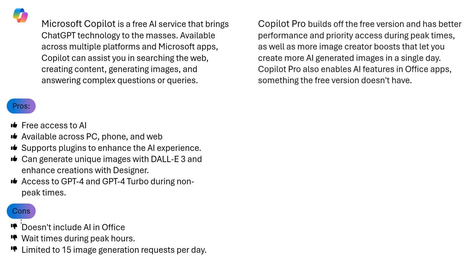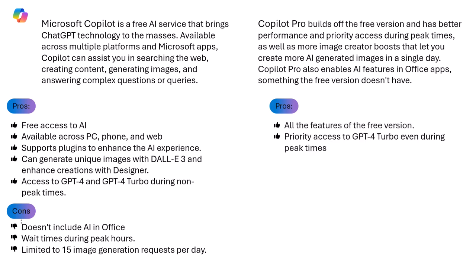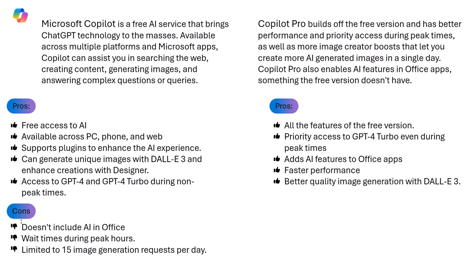Now, CoPilot Pro has all of the things that we have in the free one. Additionally, we have some of the pros might be priority access to the turbo, even during peak times. Now, I noticed there is a difference in the quality of the response and kind of the depth of it. Also, it does add the AI features to the Office apps, which I love, and it's faster. Sometimes I think you'll notice that CoPilot can be a little bit slower, and it takes a little bit of time to get your answer, but it's worth it. You do get better quality image generation. You have 100 daily boosts for faster image generation.